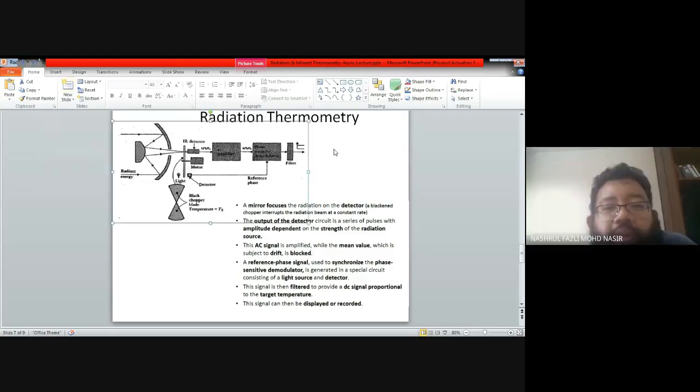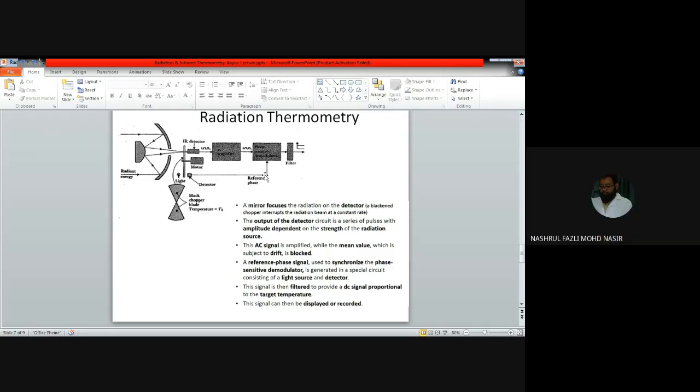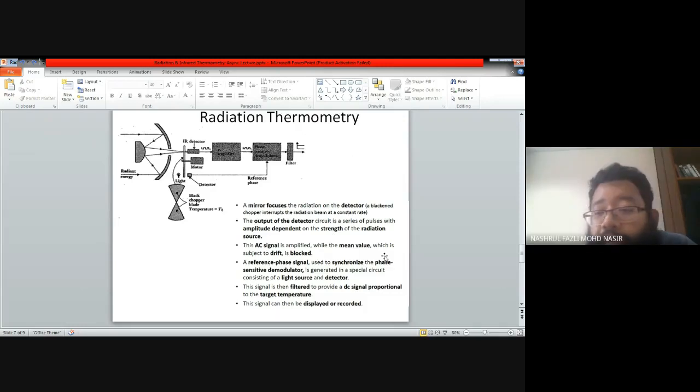You have the amplifier, and then you have the phase sensitivity demodulator, and then you have the filter. Then you have another one, the reference phase signal, the reference phase part. Like any other type of instrument, you need to filter, and this will provide a DC signal proportional to the target temperature. After having filtered and everything, it will display as your temperature.